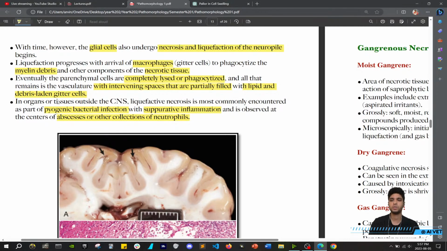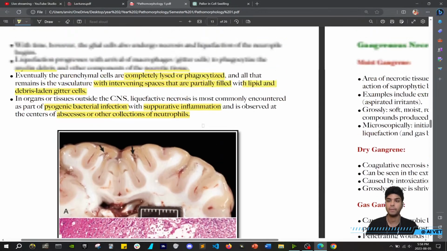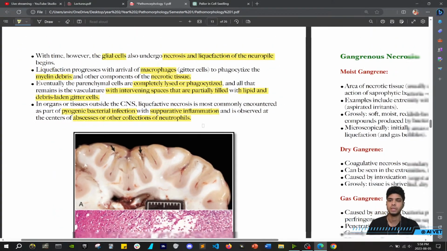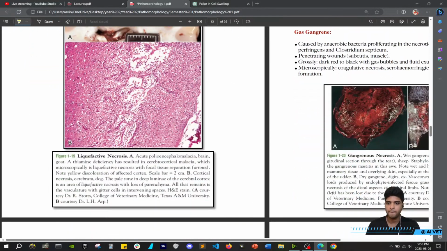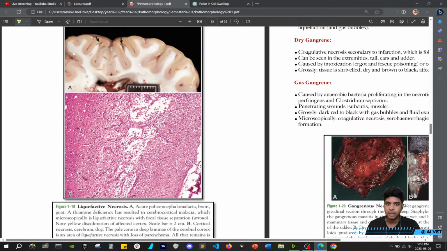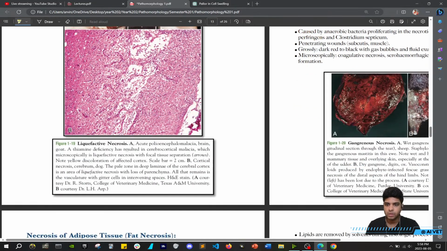In organs or tissues outside the central nervous system, liquefactive necrosis is most commonly encountered as a part of pyogenic, pus-forming bacterial infection with suppurative inflammation, and is observed at the center of the abscess or other collections of neutrophils. Pyogenic bacteria also cause the same thing. That's not a part of the central nervous system or brain. Here we can see they are all melting away. The cells are all gone.